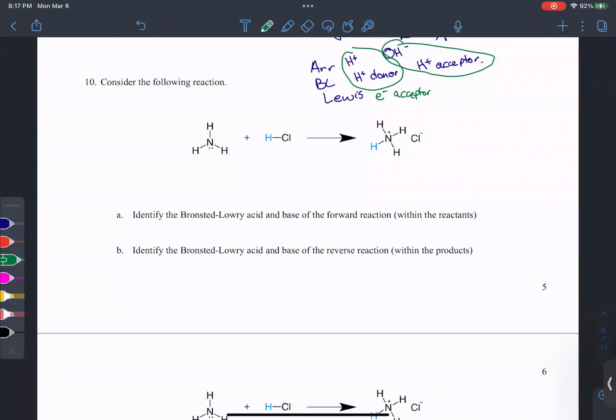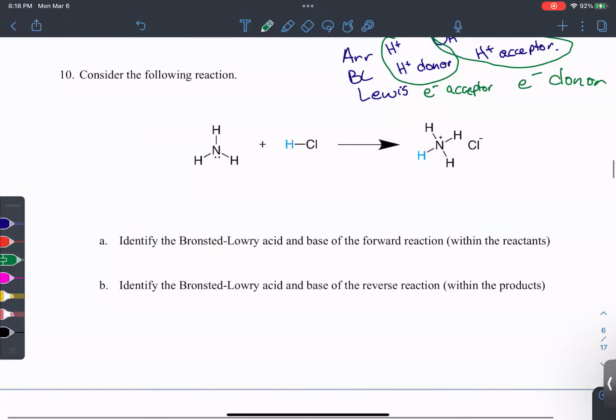So this definition just kind of expands even more. Arrhenius acids are most likely Bronsted-Lowry acids, which are most likely Lewis acids also. So do you see how the definition just gets broader and broader and broader? And then finally, what do you think a Lewis base does? It's not an electron acceptor, it's an electron donor. Yes, electron donor. Okay, all right, so let's look at this reaction. Identify the Bronsted-Lowry acid and base for the forward reaction. So it says Bronsted-Lowry, so what should our focus be?